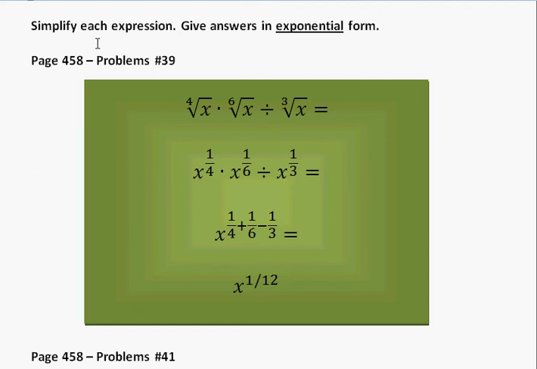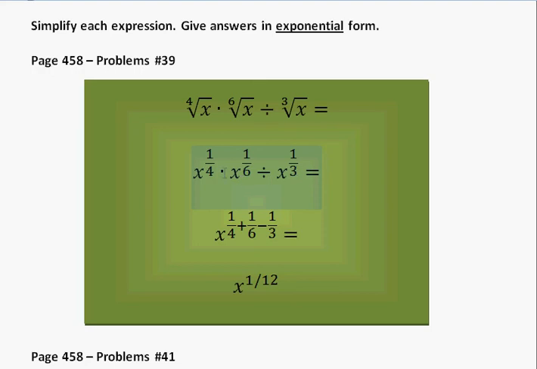Okay, now number 39. The directions were to simplify each expression and give your answers in exponential form. So the first thing you have to do, just like before, is take what's inside the radical: the 4th root of x times the 6th root of x, divided by the cube root of x. Okay, now this is what you do. Remember, you put this x to the 1/4 because x is to the first power in every one of these radicals, so it's always 1 over whatever the index is. So it's x to the 1/4 times x to the 1/6 divided by x to the 1/3.